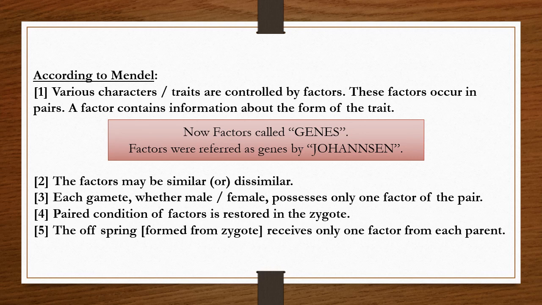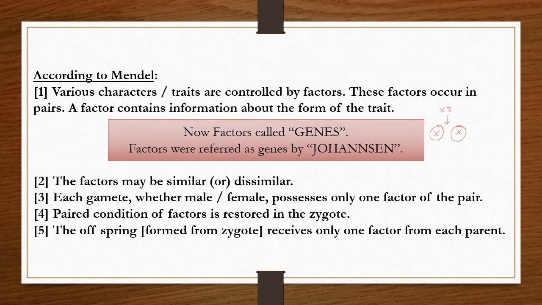The fourth and fifth points: each gamete, whether male or female, possesses only one factor of the pair. For example, in a female XX, when gametes are formed, each gamete will get X, an X in one ovum and an X in another ovum. So that means, as per that point, each gamete, either male or female, here we are taking the female, possesses only one factor of the pair.